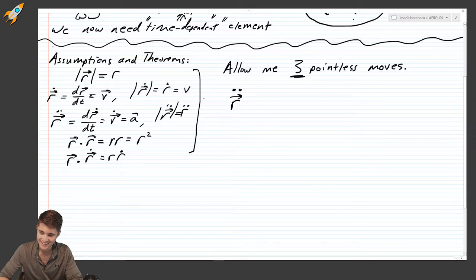Oh, Kelly. I knew something was up with the kappa. I was like, what is he doing here? R double dot, the acceleration felt is equal to the gravitational parameter. Hey, give me some slack here.